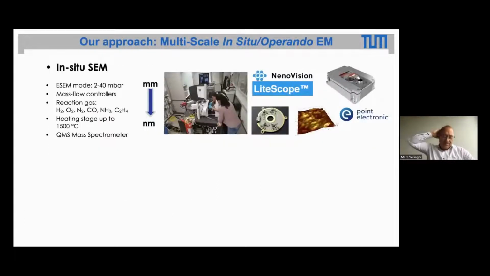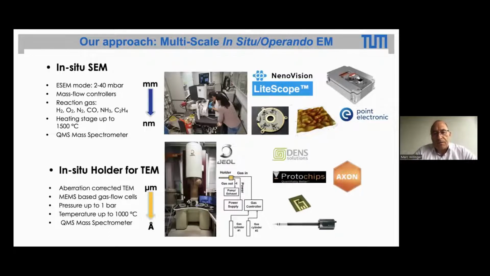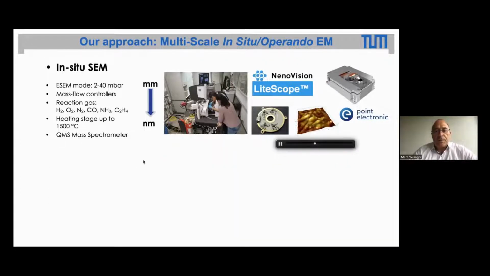So the way we try to get away from this very local, context-free imaging of atoms, and approach a more relevant observation that is meaningful for catalysis, for example, is that we combine in-situ scanning electron microscopy with in-situ transmission electron microscopy. These two instruments, with some modifications, can be used to study gas-induced, light-induced, temperature-induced, and electrically induced processes. And today, I will mostly speak about in-situ scanning electron microscopy. So the topic is really about that.